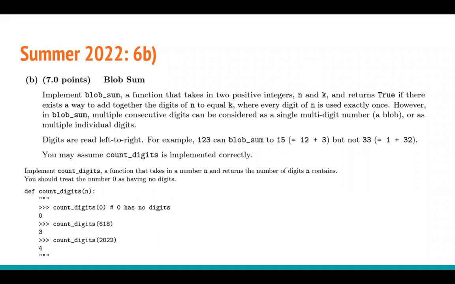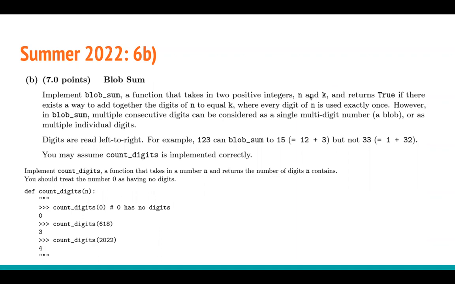So implement blob sum, a function that takes in two positive integers n and k, and returns true if there exists a way to add together the digits of n to equal k, where every digit of n is used exactly once. However, in blob sum, multiple consecutive digits can be considered as a single multi-digit number, a blob, or as multiple individual digits. And also digits are read left to right. So for example, if you have the number 123, you can blob sum it to 15, 12 plus 3, but you cannot do 1 plus 32. So digits have to be always read from left to right.